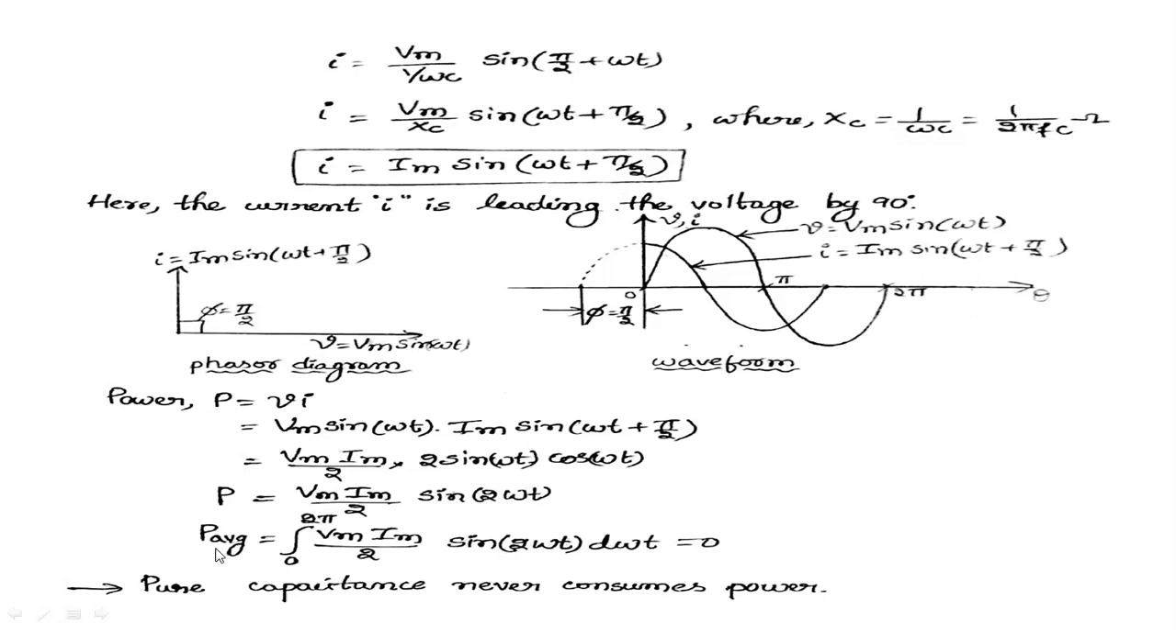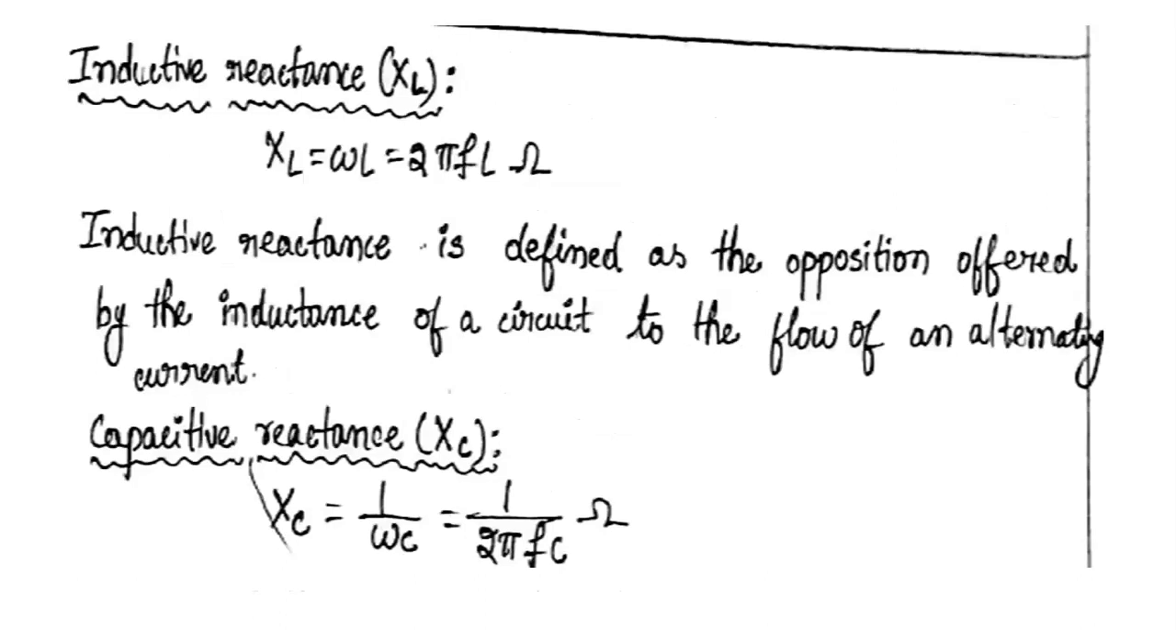Then the average power. The average power in the case of the capacitor is calculated over the total period, 0 to pi, pi to 2 pi, so I calculate from 0 to 2 pi. Vm Im by 2 sin 2 omega t d omega t equals 0. Like the pure inductor, the pure capacitor never consumes any power. Here also the average power becomes 0.